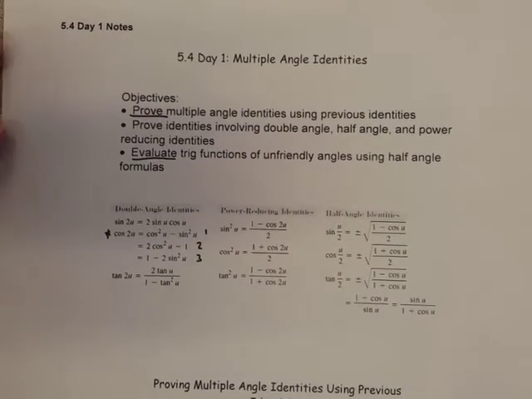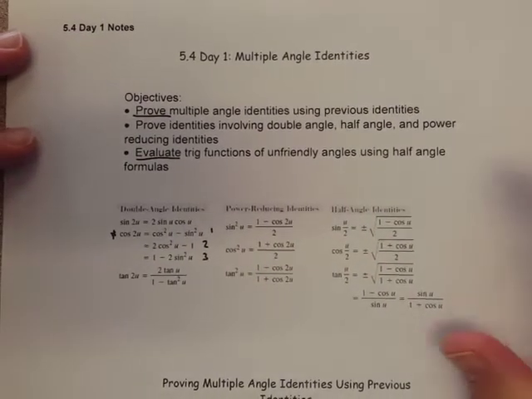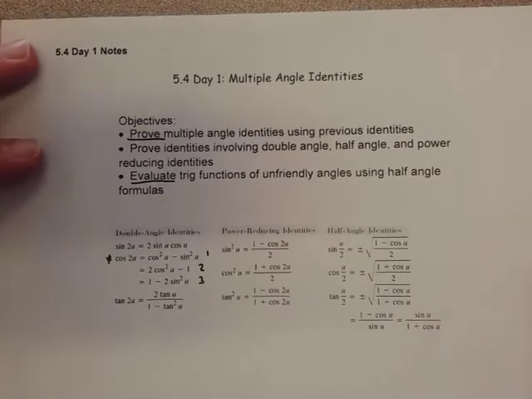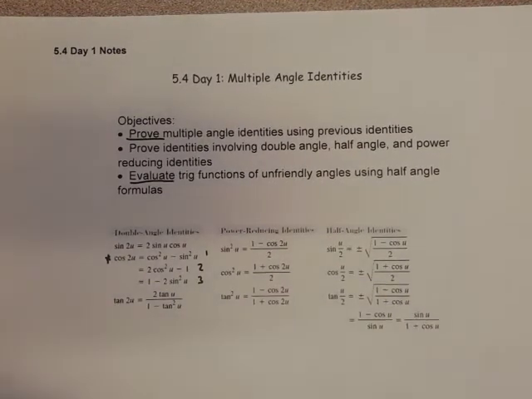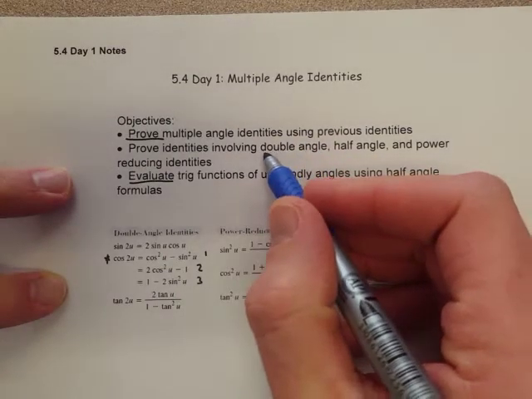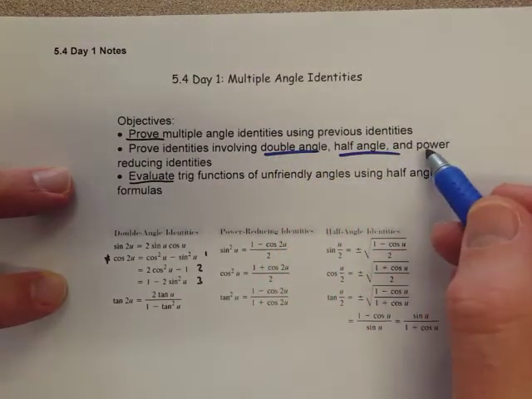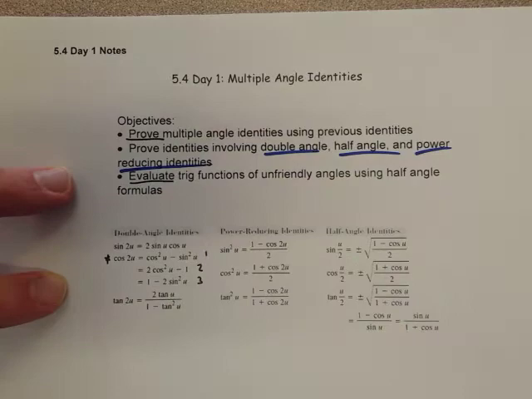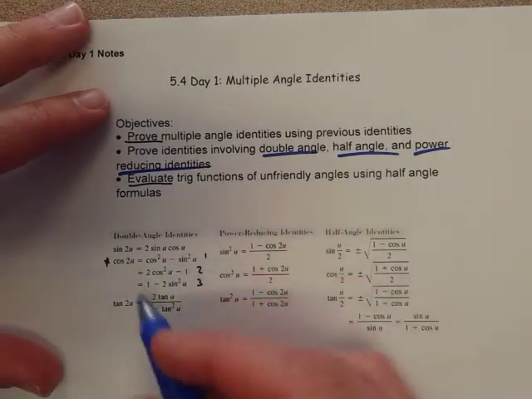Today we're starting 5.4 day 1, and we're going to be talking about what's called the multiple angle identities. The multiple angle identities include double angle formulas, half angle formulas, and power reducing identities. So they're all right down here.